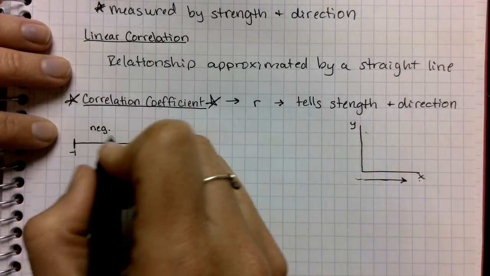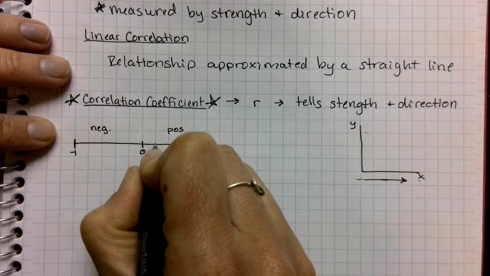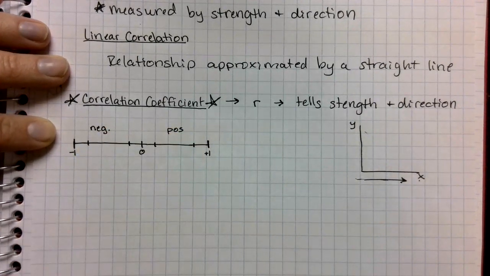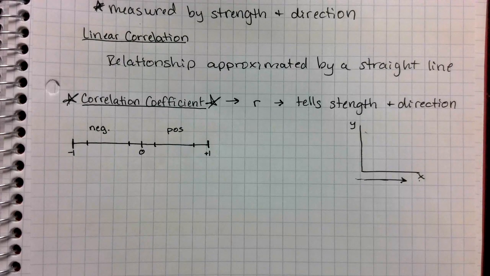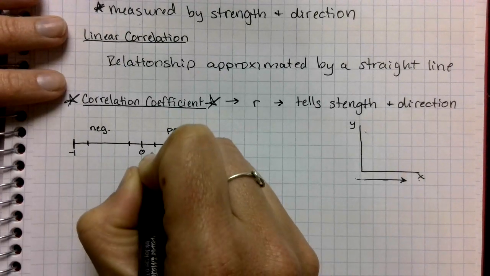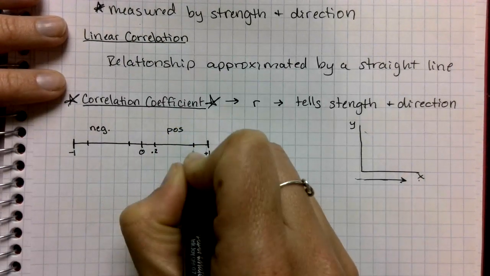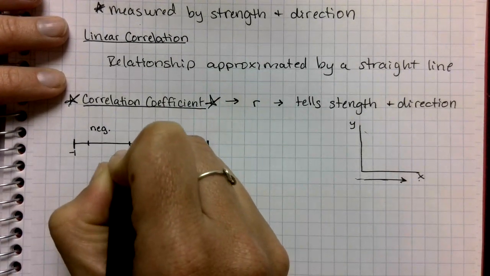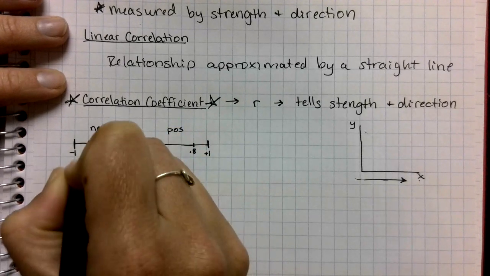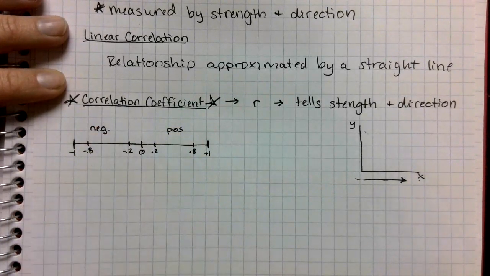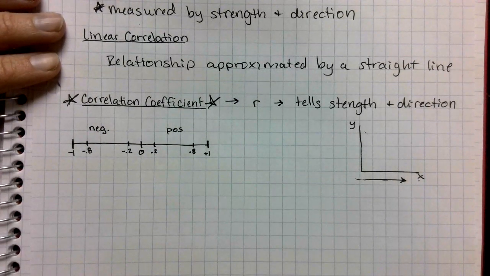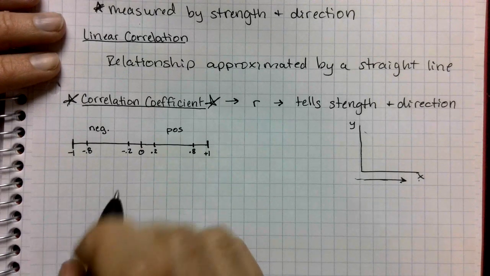Next thing that we have is strength. Now, this is not 100% set in stone, but in the classes that I took, in the books that I have seen, they break it down this way. So we go from 0 to 0.2, 0.2 to 0.8, and 0.8 to 1. Over here, I'm going to go from 0 to -0.2, -0.2 to -0.8, -0.8 to -1. So these break up little sections that are going to tell the strength.